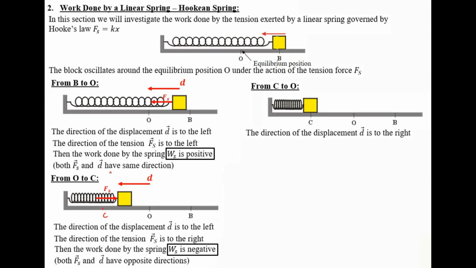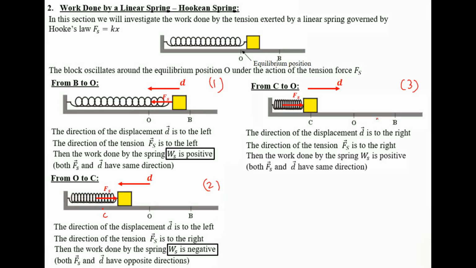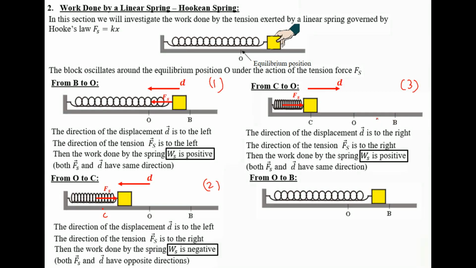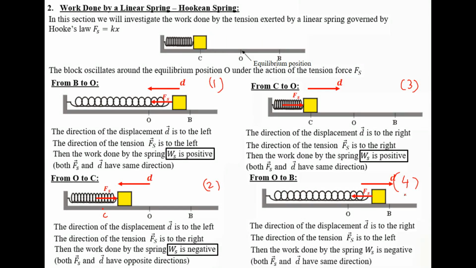Now from C to O, now we're in the third quarter, so let me say this is the first quarter, second quarter, third quarter. In this case the direction of displacement is to the right, and the direction of the tension would be to the right because the spring will be pushing the block toward the right. The displacement and the tension are in the same direction, which makes the work done by the spring positive. Now going from O to B, which is in the final quarter, the displacement is to the right while the direction of the tension would be to the left toward the equilibrium. D and F have opposite directions, which makes the work done by the spring negative.